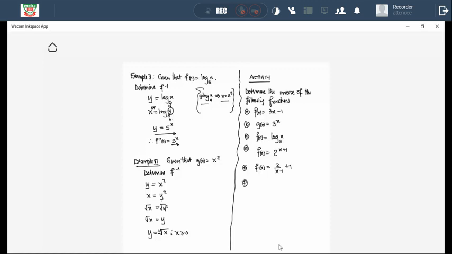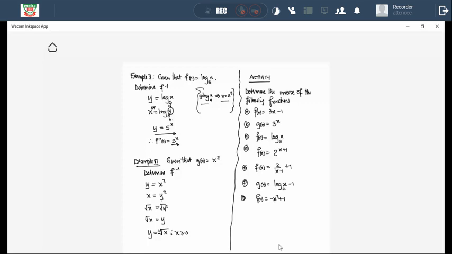Then F. You can also get the inverse of g of x, and your g of x is in the form log of x minus 1, and the base is 2. Then G, the last one, which is f of x is equal to negative x squared plus 1.